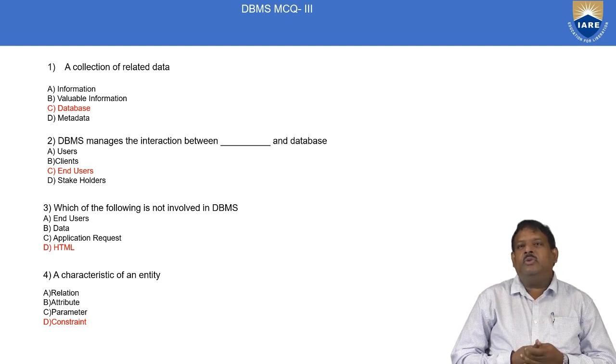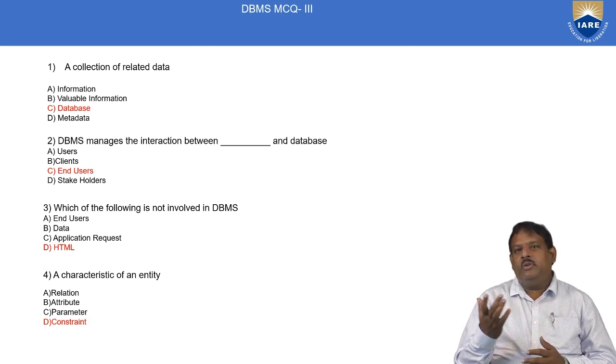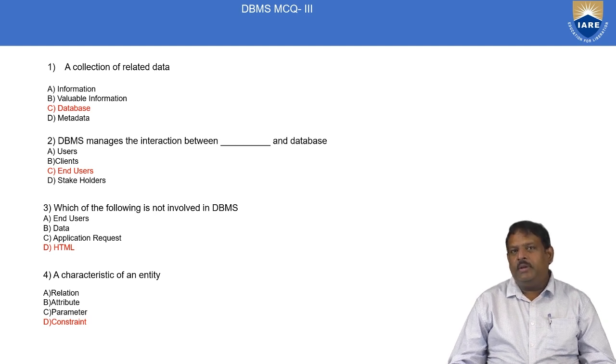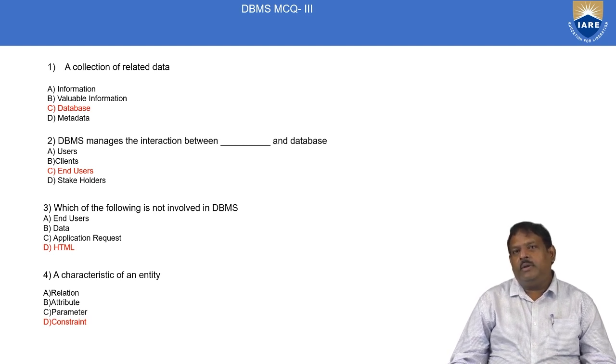So the end user is going to request data. Suppose you go to email, you enter your credentials, you will see the data. That email data is coming from a database. Similarly, you go to any shopping cart, you search for any particular item, then the related details of the item will be displayed. So it is the end user who is going to request data from the database.